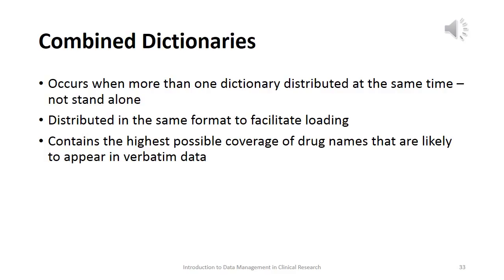So then we come to our combined dictionaries, which occur when more than one dictionary is distributed at the same time. In other words, it's not just a standalone dictionary. It's distributed in the same format to facilitate the loading of those terms into our database. It also contains the highest possible coverage of drug names that are likely to appear in the verbatim data that we receive from the sites on our CRF pages.